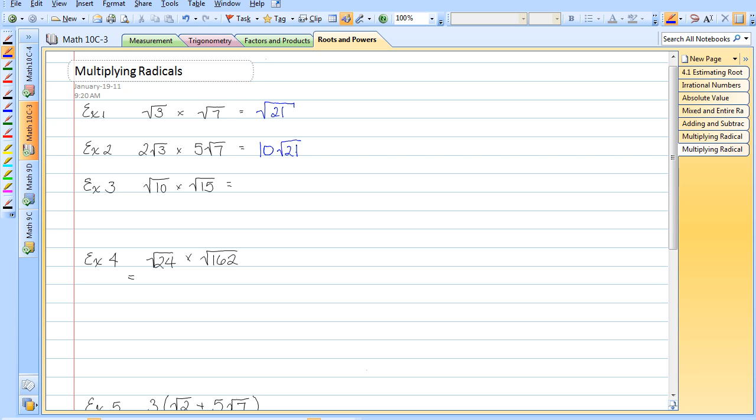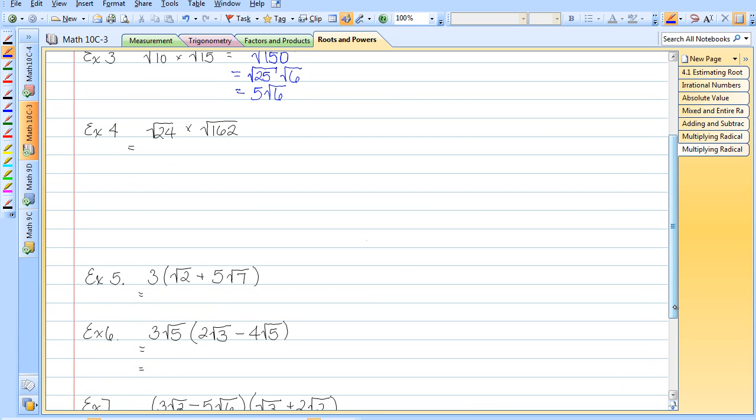When multiplying example number 3, root 10 times root 15, again, 10 times 15 gives us root 150, but this time we can see that 150 does have a perfect square factor of 25. So we can break that down to root 25 times root 6, and root 25 is the same as 5, so we then have 5 root 6.